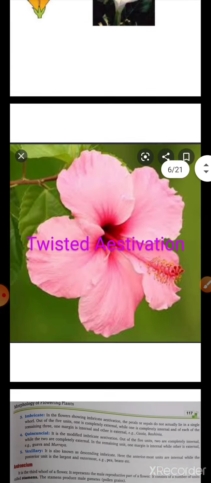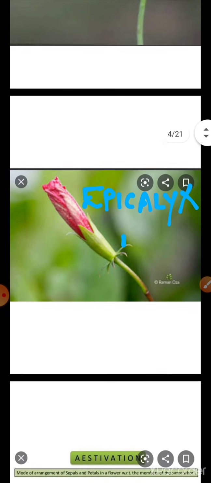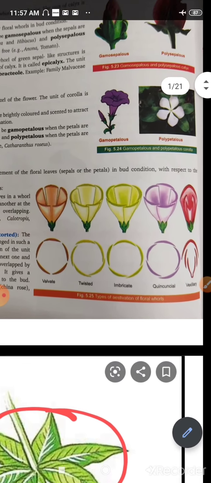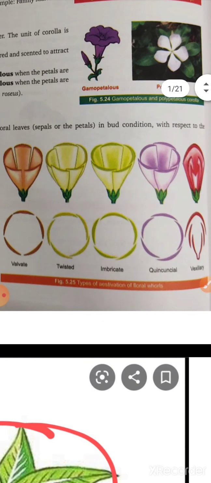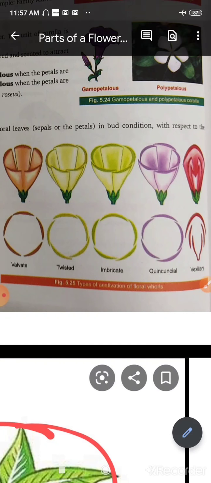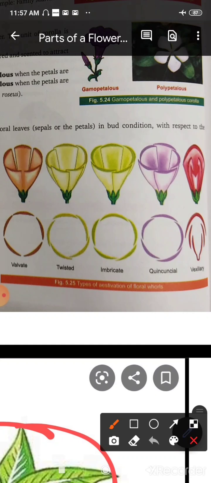And let's see here, I had diagrams. Okay, I will send you the diagrams of vexillary, etc. This is quincunxial aestivation. Here you can see how these 2 are external, these 2 are internal, and one is overlapping, right?